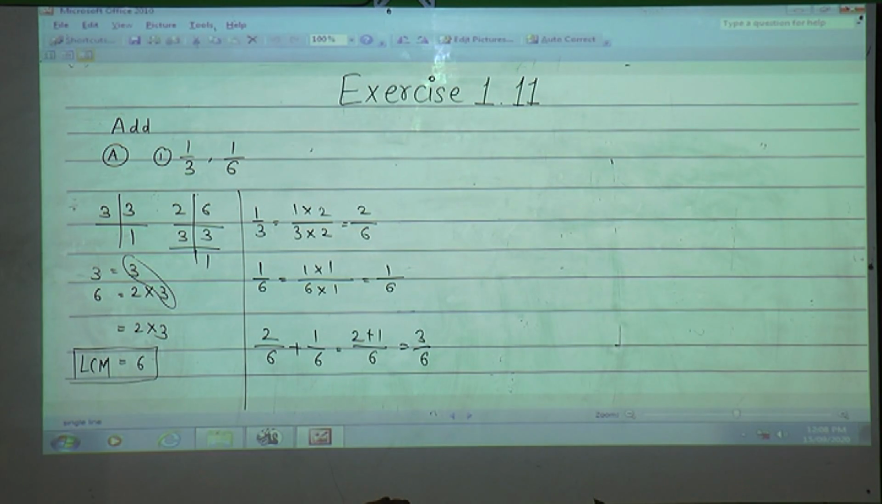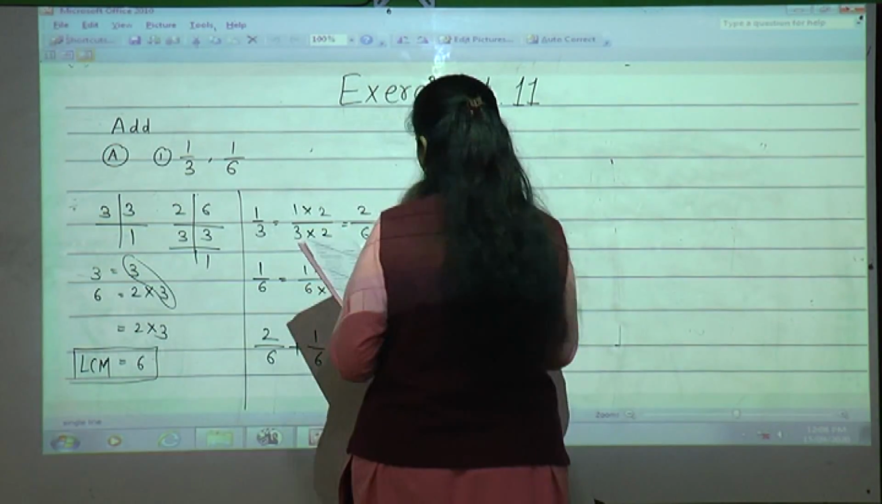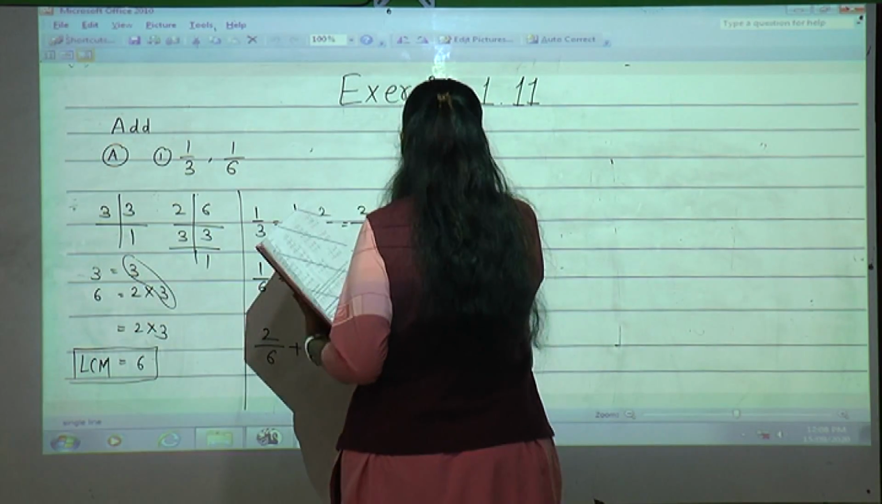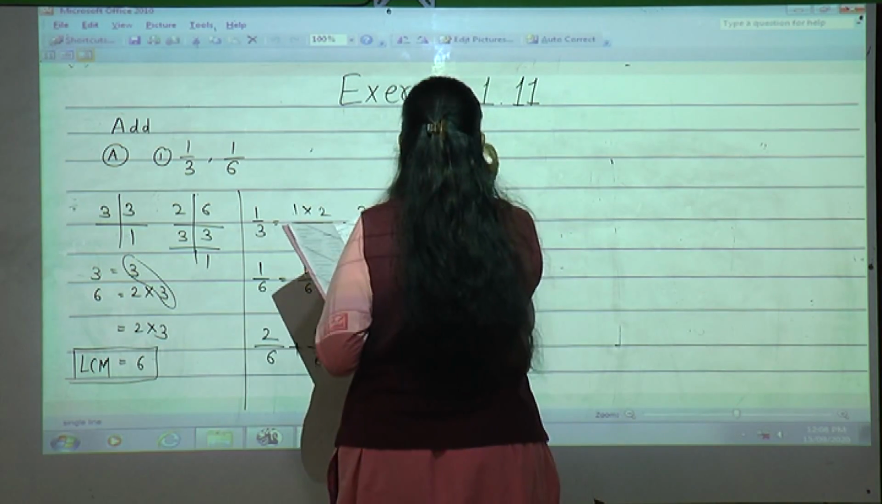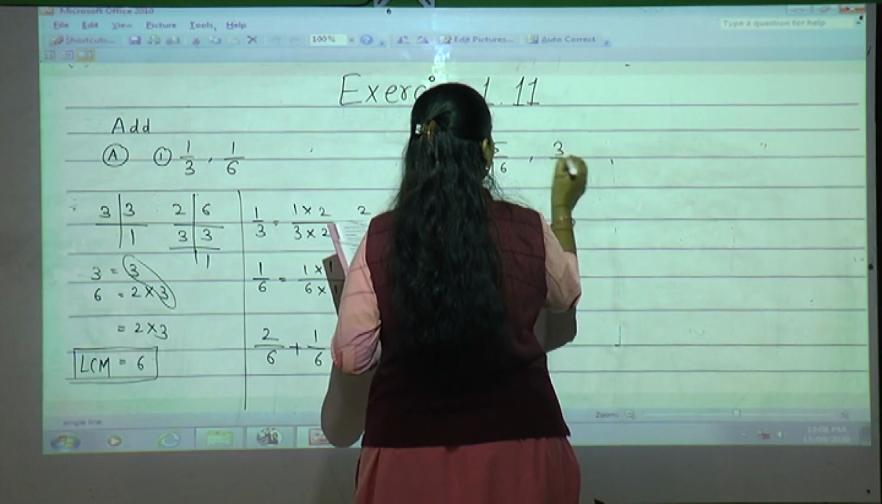In this way you have to solve. The next example I'll solve for you. Now I'll take the 6th one for you. What is the 6th one? 5 upon 16, comma, 3 upon 8.